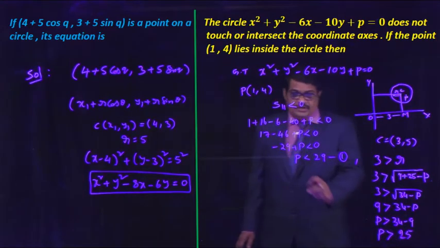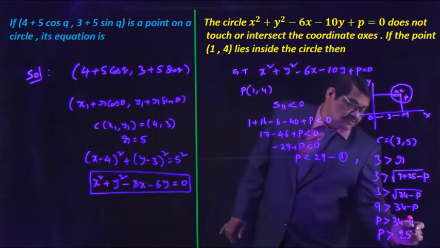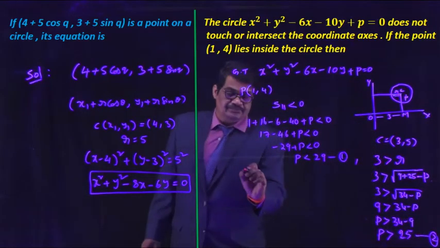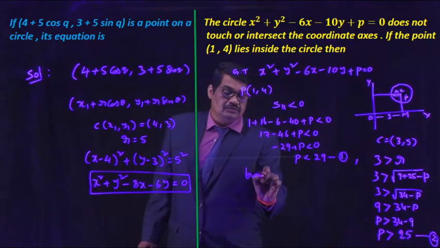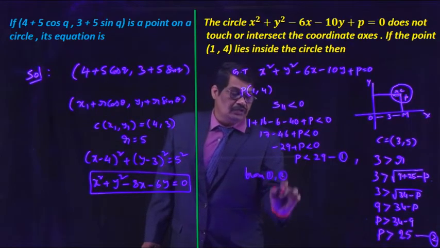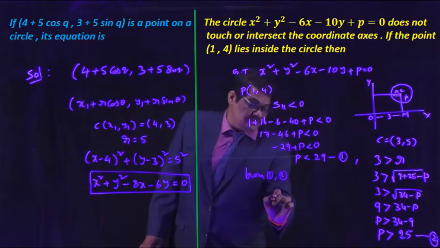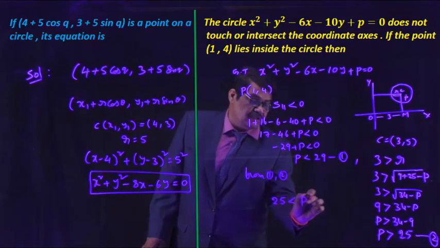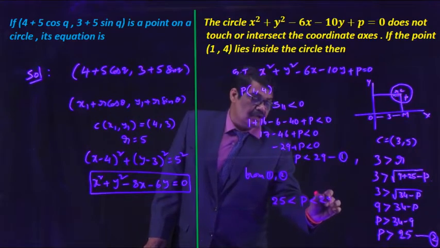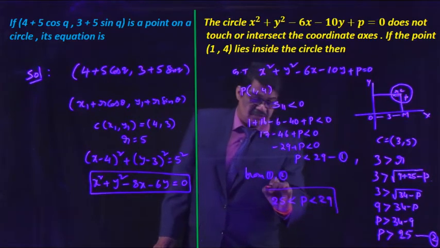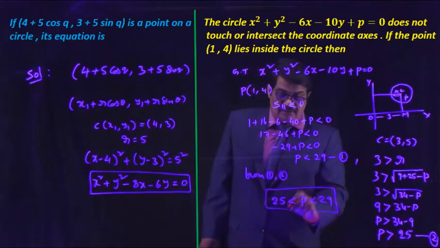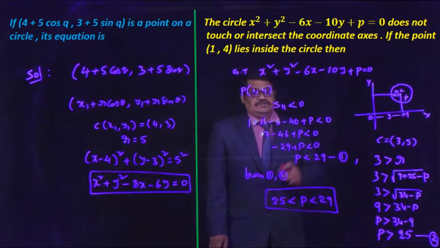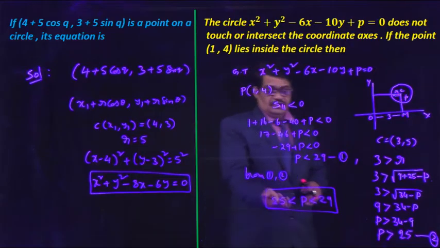Okay, then this is the equation 2. So from 1 and 2, what is the range of P? P is between 25 and 29, that is 25 is less than P is less than 29. So these are the boundaries of P.